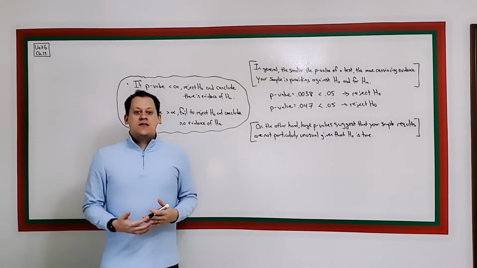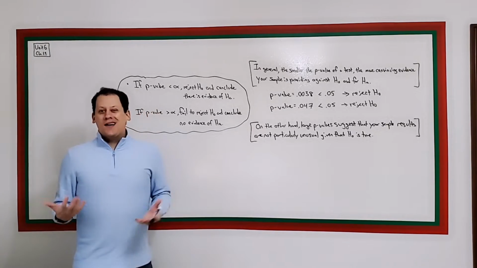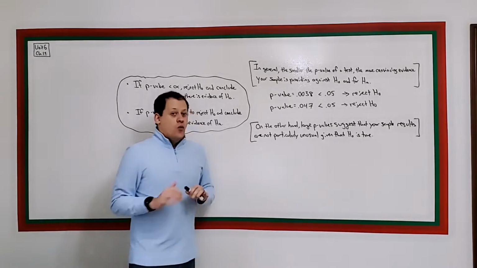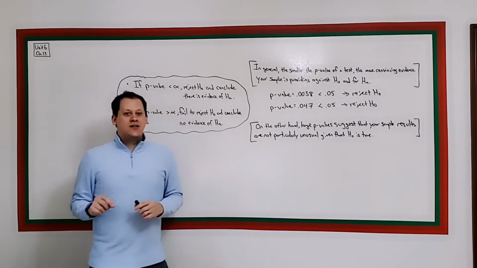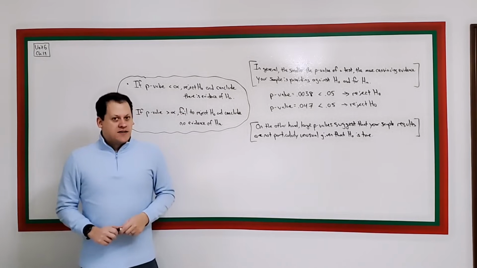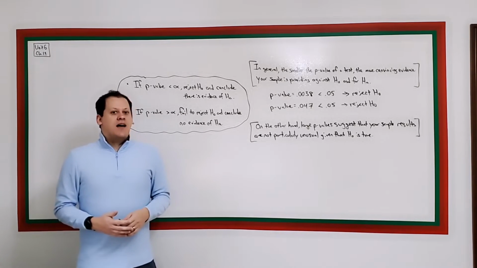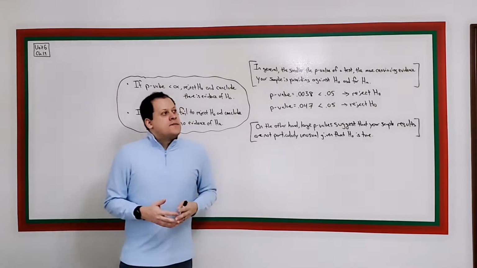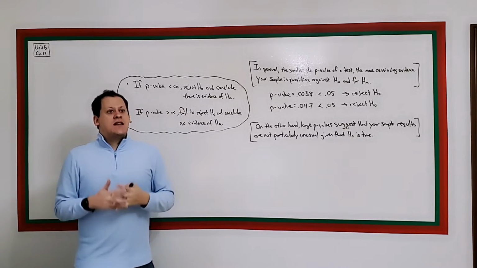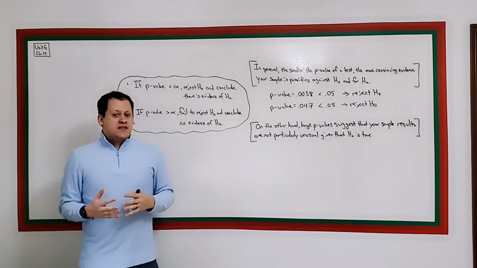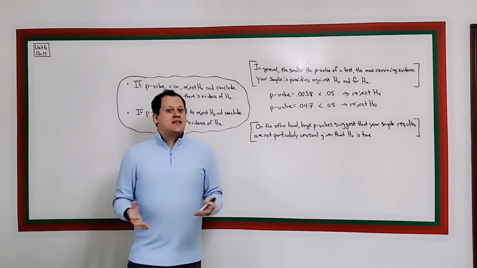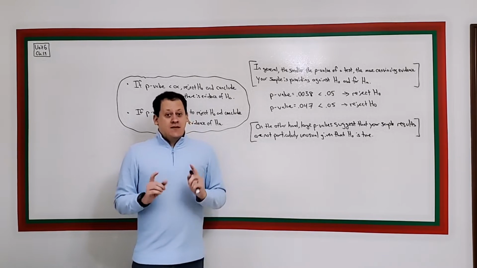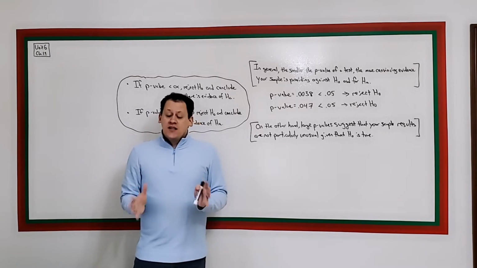But what if the p-value is fairly large? What if it's like 0.5 or 0.6 or even higher than that potentially? Well, large p-values suggest only that your sample results are not particularly unusual, given that the null hypothesis is true. So if you've got a p-value of 0.6, let's say, that's fairly large. P-values can only go up to 1. A p-value of 0.6 means that if the null hypothesis is true, the chances of getting a sample result at least as extreme as yours is 60%. It's actually likely.